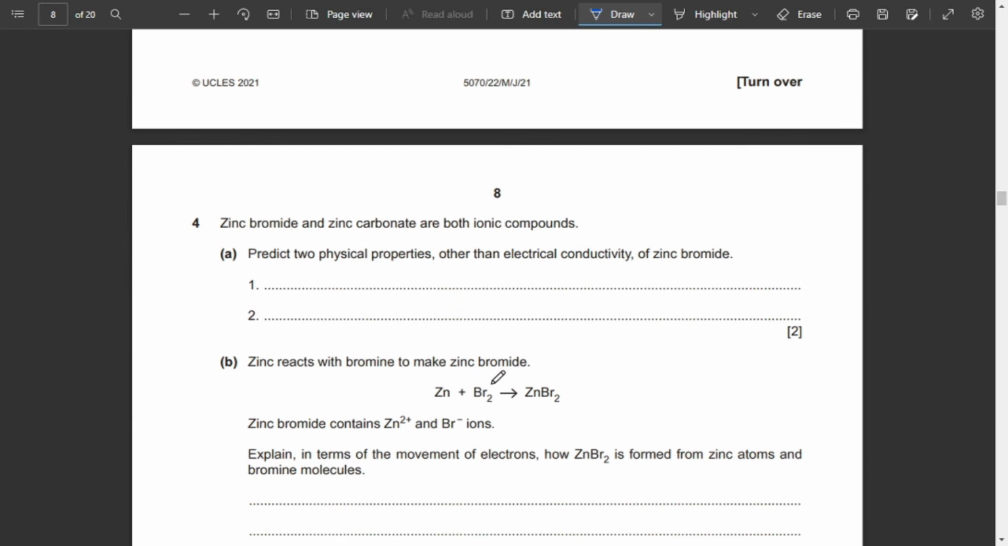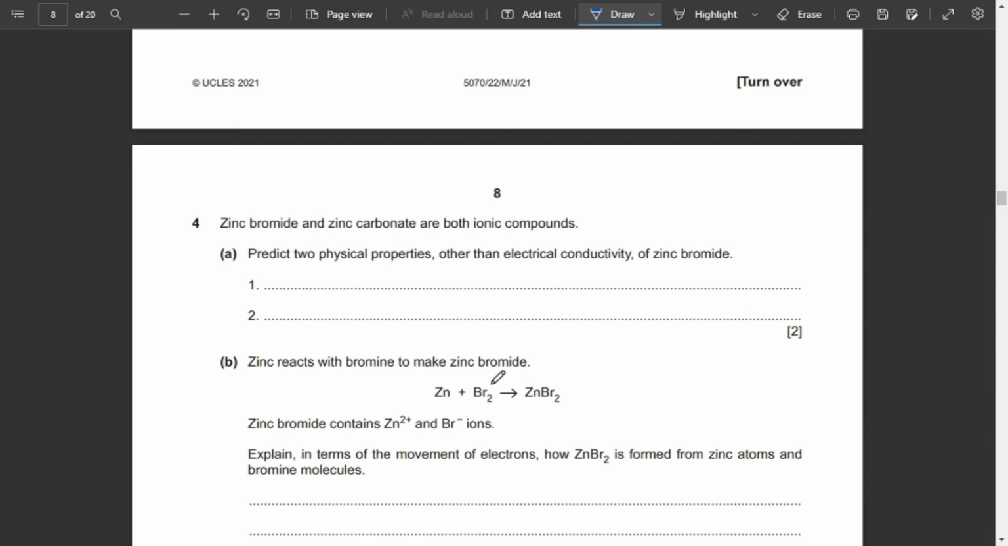Moving on to question number 4. Question number 4 says zinc bromide and zinc carbonate are both ionic compounds. Predict two physical properties other than electrical conductivity of zinc bromide. We know the characteristics of zinc bromide, that is, it is an ionic compound, and because an ionic compound can conduct electricity, one of them is already given over here, that is electrical conductivity. We need to figure out two more properties, two more physical properties, not chemical properties.